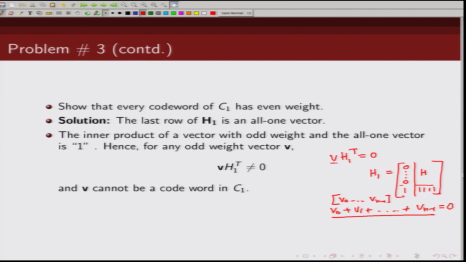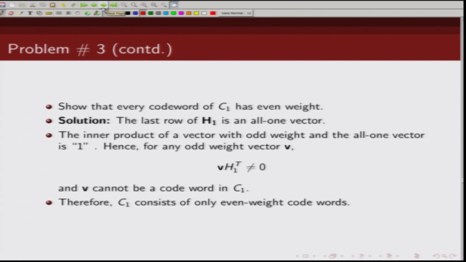So, if we do V H transpose, because the last row of this parity check matrix H 1 is all 1, the condition that we will get is that the individual components of this code vector V, V 0 plus V 1 plus V 2 plus V 3 up to V n minus 1, should all add up to 0. Hence, we cannot have an odd weight vector which will give V H 1 transpose to be 0. Hence, every code word in C 1 has even weight.